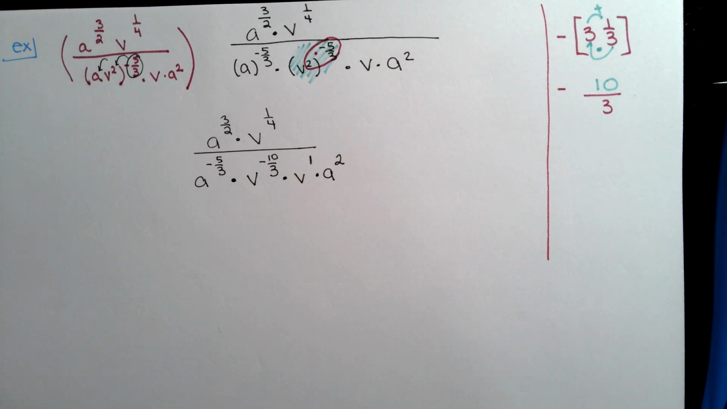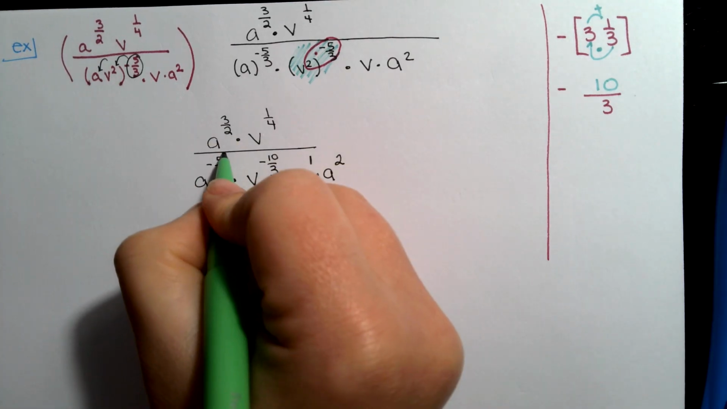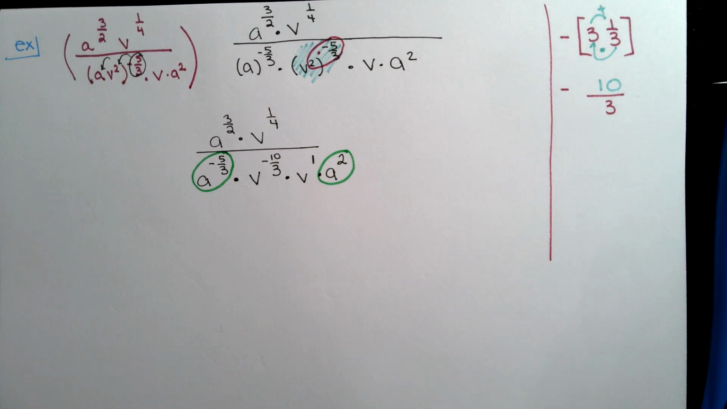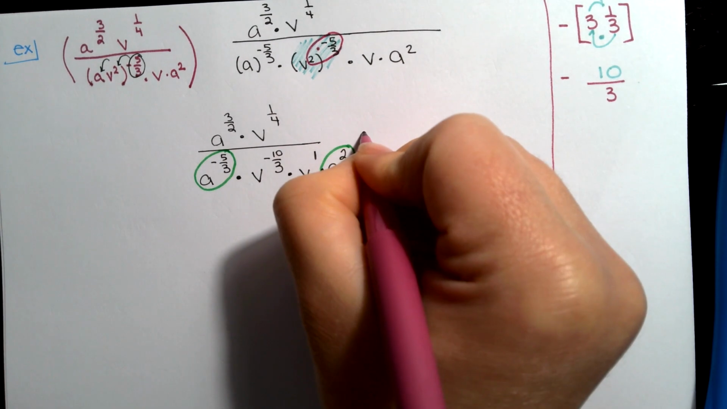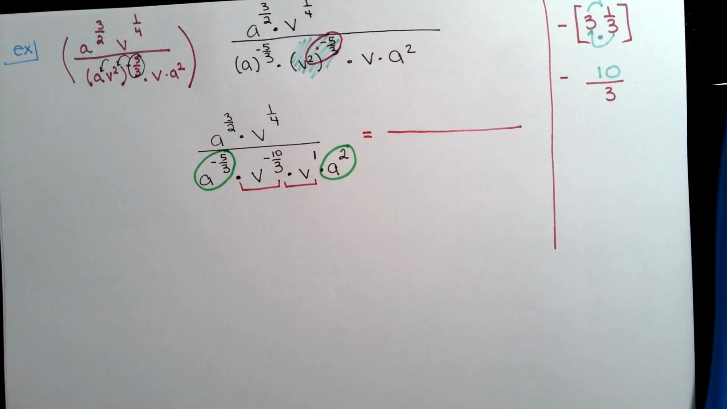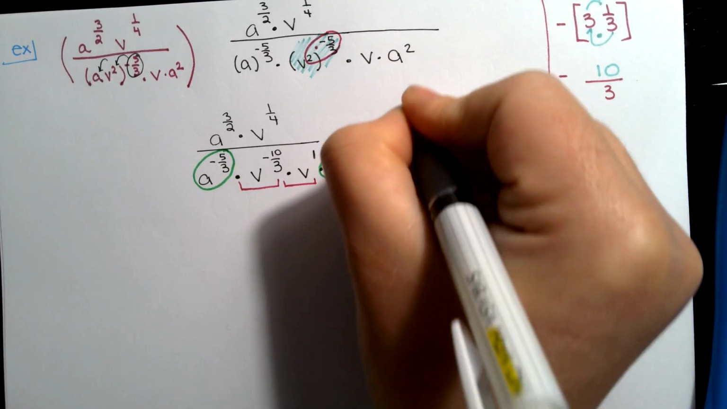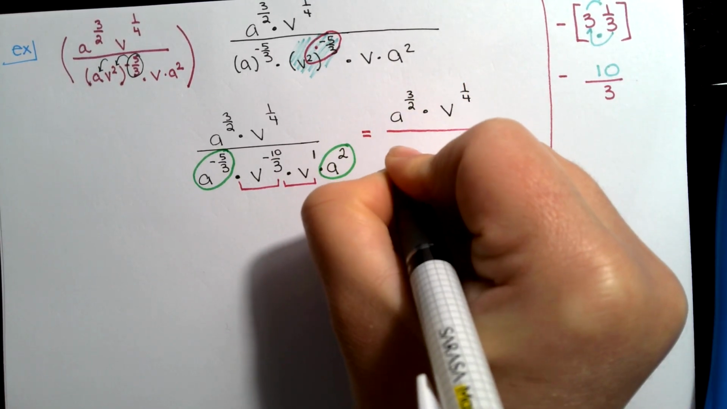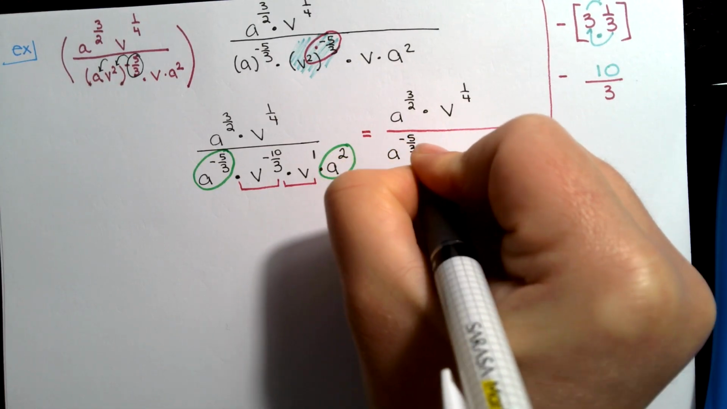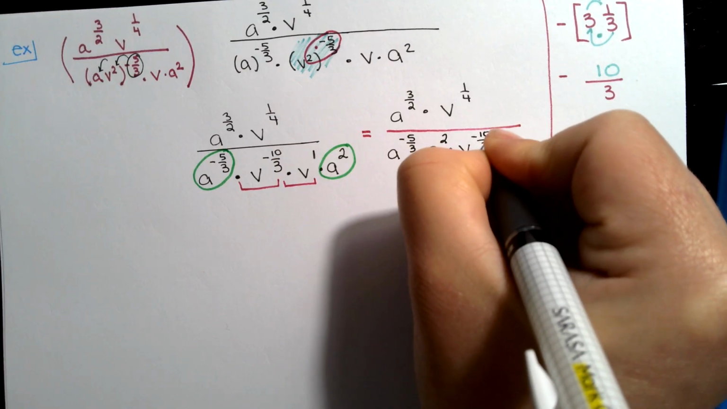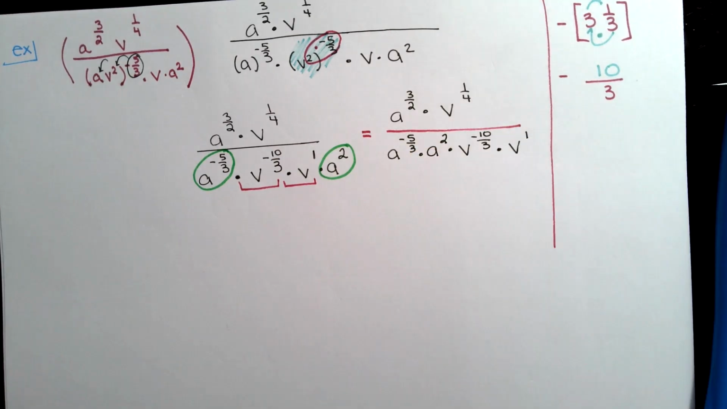Notice that in the denominator, I have things that can be put together. I have an a here and an a here. Yes, I do have a's in the numerator. No, I don't want to deal with those yet. And I have v here and v here. So I'm going to rearrange things. In my numerator, I have a 3/2 times v 1/4. Here I'm going to rearrange and the a's are going to be touching now. And then I'm going to rearrange and have the v's touch.